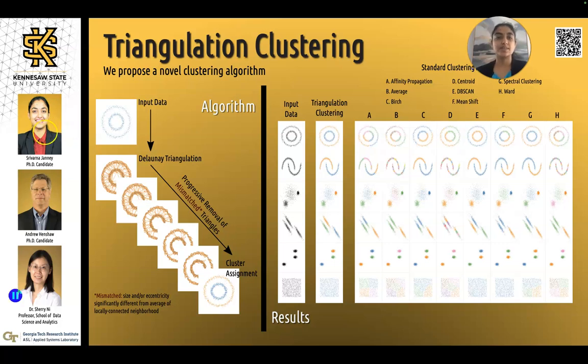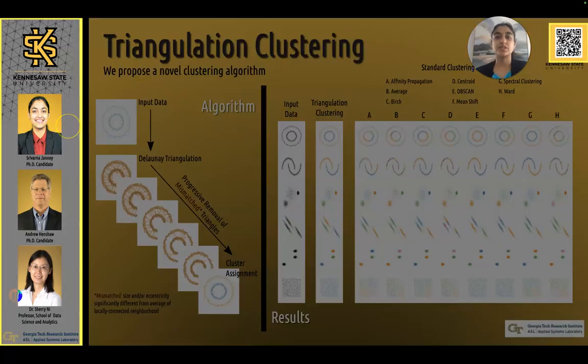I will introduce myself and my team. My name is Srivarna Jenny, PhD candidate, Kennesaw State University. Andrew Henshaw, PhD candidate from Kennesaw State University, is also affiliated with Georgia Tech Research Institute. This research is being guided by Dr. Shireen Nee, Professor of School of Data Science and Analytics. On the right hand side, you can see the QR code which will direct you to our website and to this presentation.